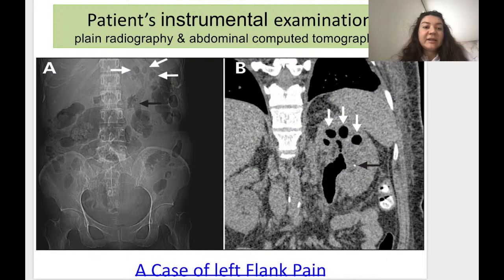And here is the comparison of plain radiography, a simple X-ray, with abdominal CT scan. On the first picture you see that it presents something by the white arrows and a black arrow, some structure, but we are not sure what that is. But on the CT scan, the second picture, we see that it is a widened kidney and a place of obstruction. It is hydronephrosis.